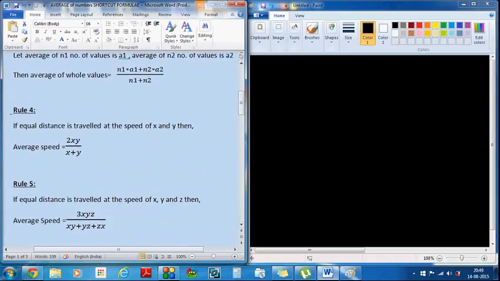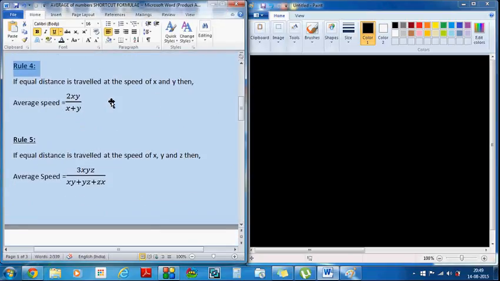Now rule 4. If equal distance is traveled at the speed of x and y, then how can we calculate average speed, or what is the formula for average speed? So it is 2xy by x plus y.